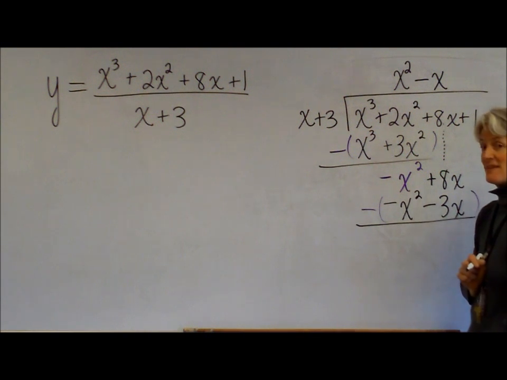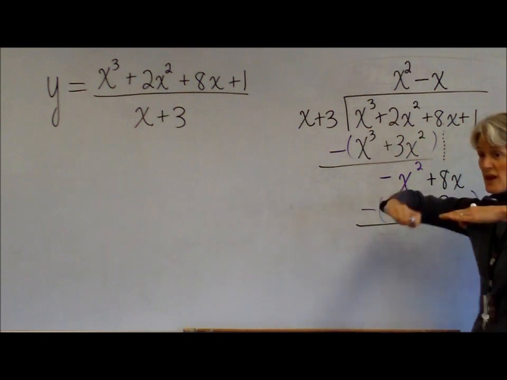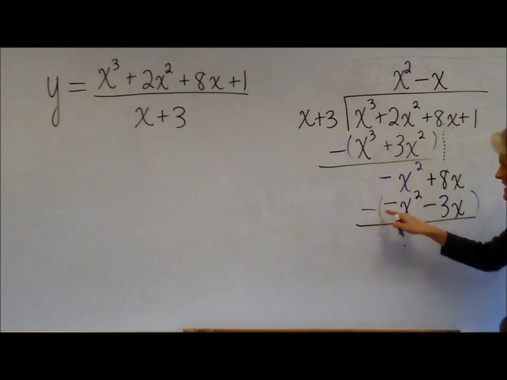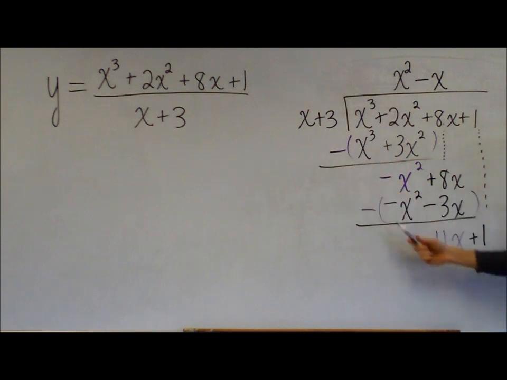Subtract. So we have negative x squared minus a negative x squared. Two negatives make a positive, so those cancel out. 8x minus a negative 3x is really 8x plus 3x, which gives you 11x. We're almost there. Bring down the next one, so now we have 11x plus 1. Start that process again. X times what gives me 11x? 11. So 11 is what I'm multiplying by.